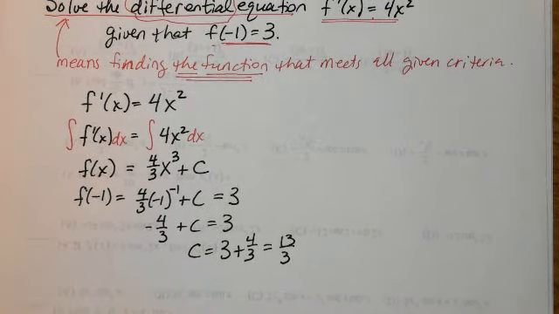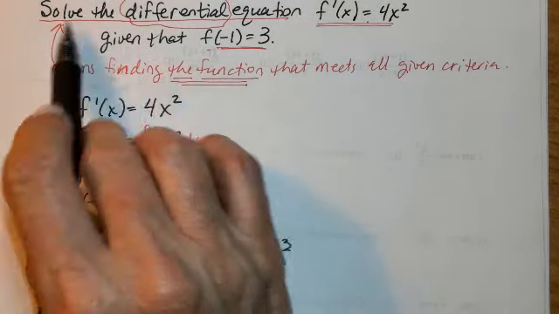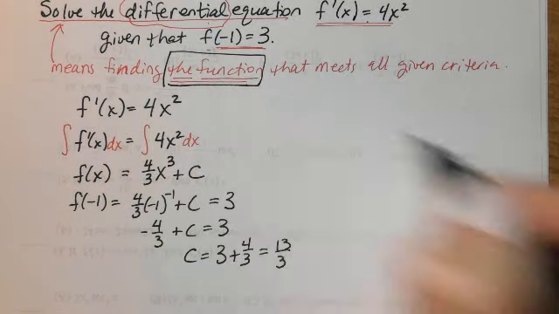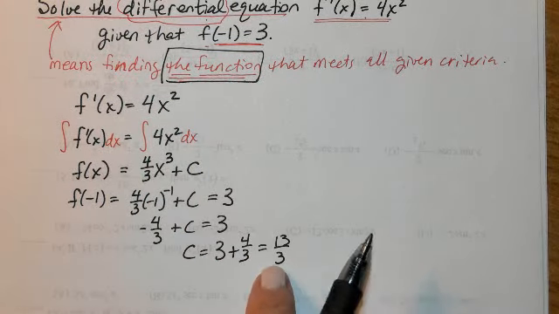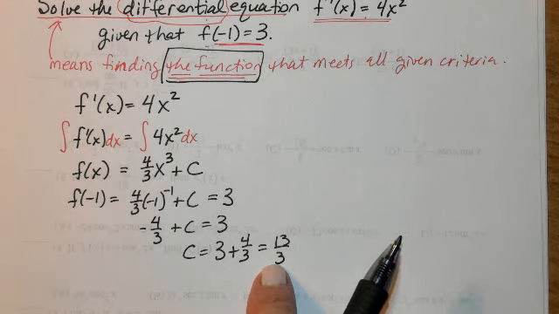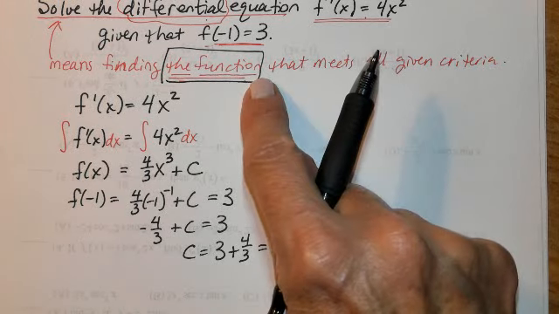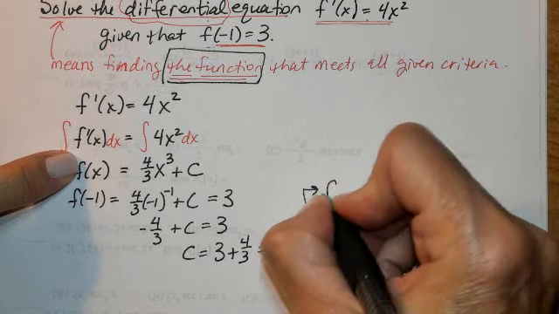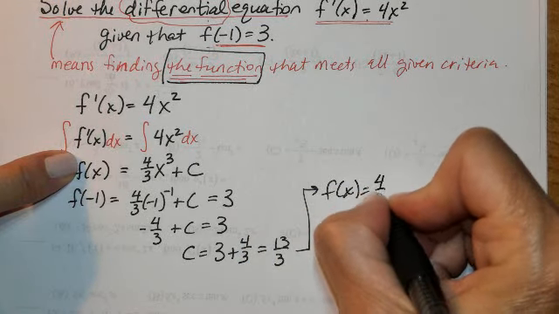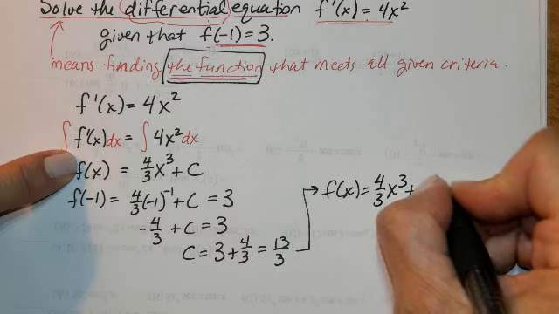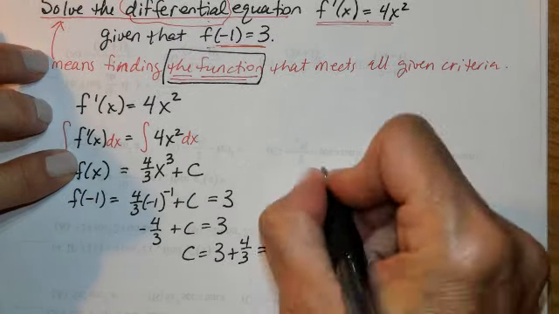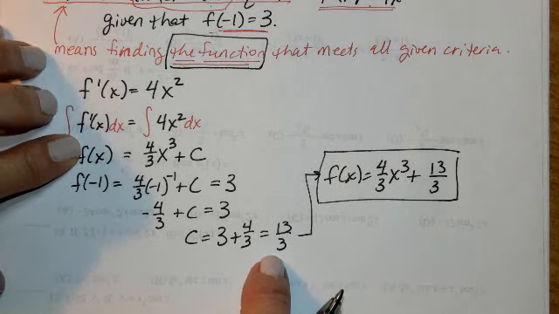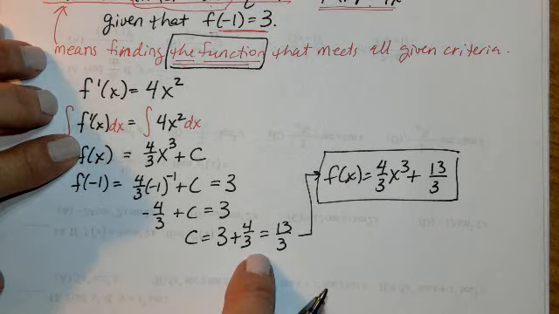So what is our answer? We're supposed to solve the differential equation, which means finding the function. Is our answer 13/3? Is that the function? No, it's not. Our function is 4/3 x cubed plus 13/3. Your answer is the function, not just the value of the constant.